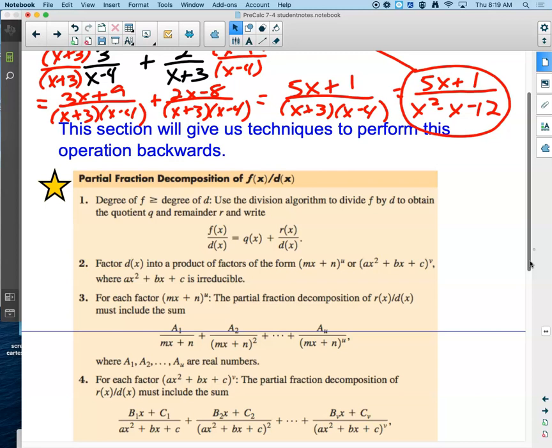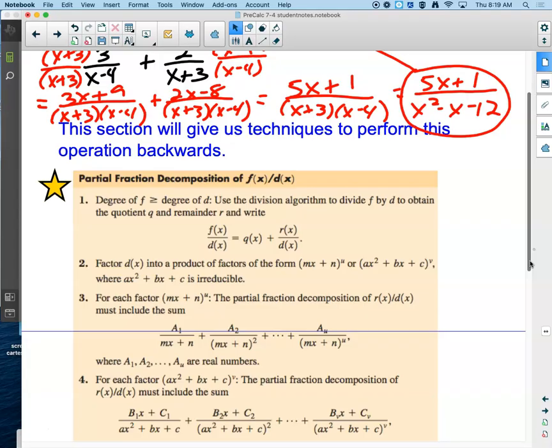So use the division algorithm to divide f by d to obtain the quotient q and the remainder r. And write it as a quotient plus the remainder over the divisor. We've done that in the past. That's not what today is about. So this is, hey, if you can do the division to make it smaller, do the division. Yeah, we did that in the past. These are, no, we can't divide this. We need to see what's going on.